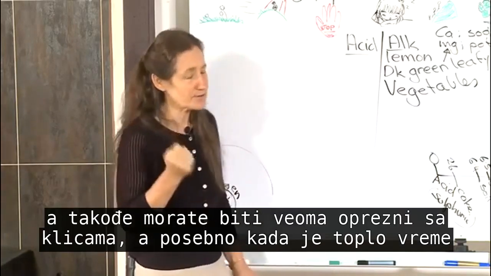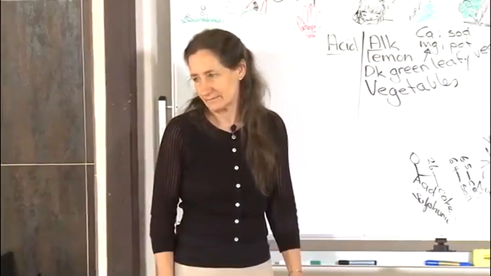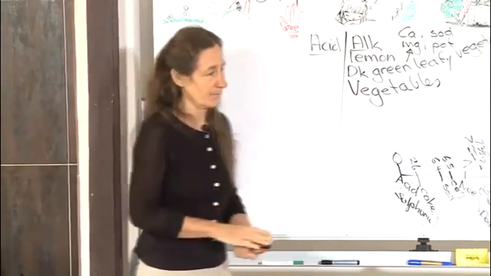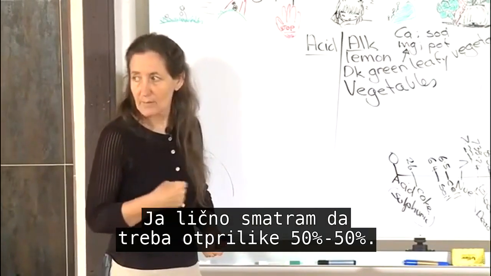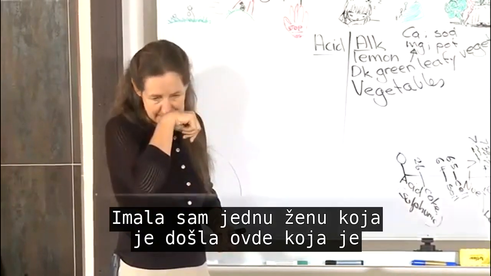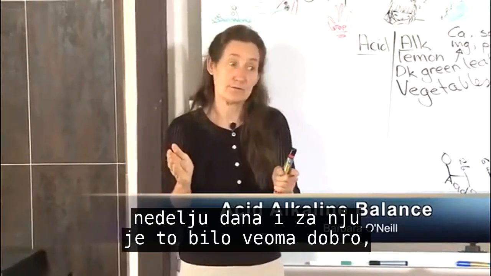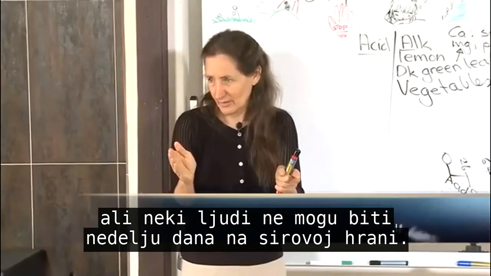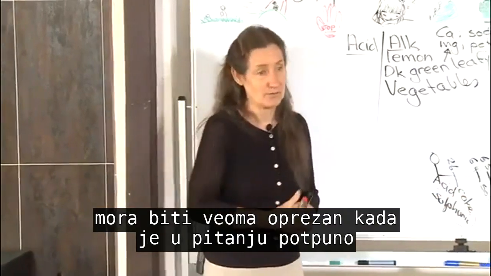And you have to be very cautious with sprouts, especially in hot weather. They mould very easily. So if you do the sprouts, they really should be kept in the fridge. So a little bit of cooked and a little bit of raw is very, very important. I myself aim for about 50-50. And I had a lady come here who was absolutely huge. She went on a raw diet for a week. It was very good for her. But some people can't handle that much raw diet for a week. For someone who is a little underweight, they have to be very cautious of the all raw.